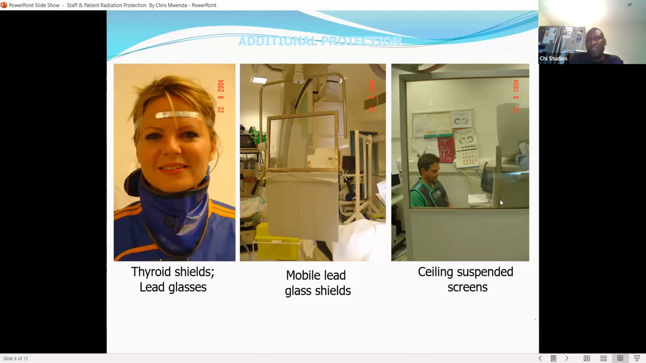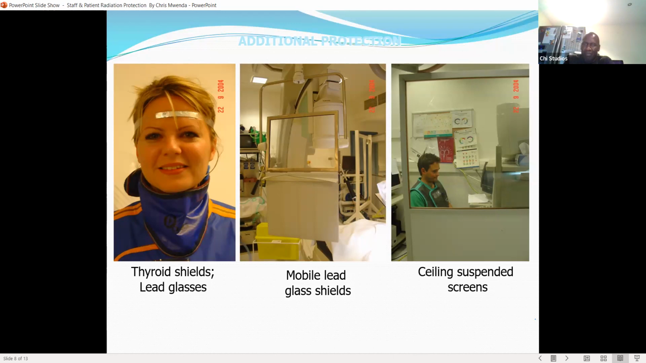This is the physiologist. So the physiologist doesn't need to be inside the examination room, although they can come out here. So usually we have special screens which are lead coated, which protect them.